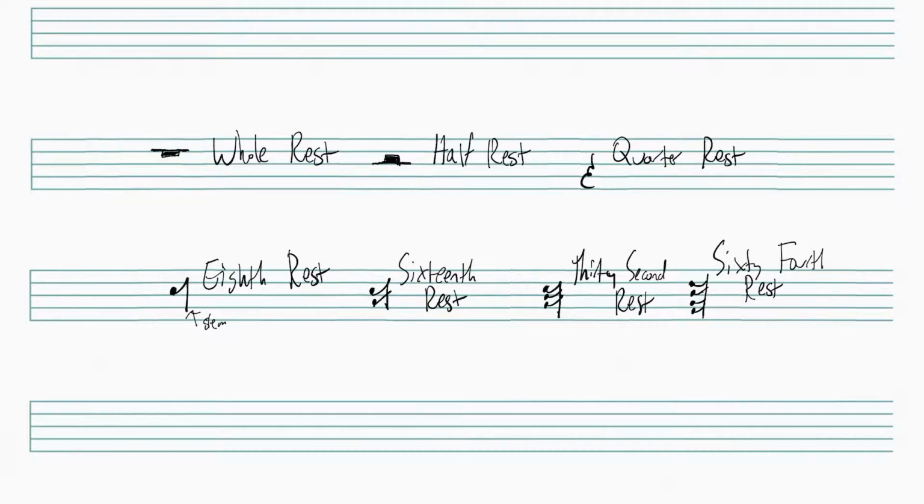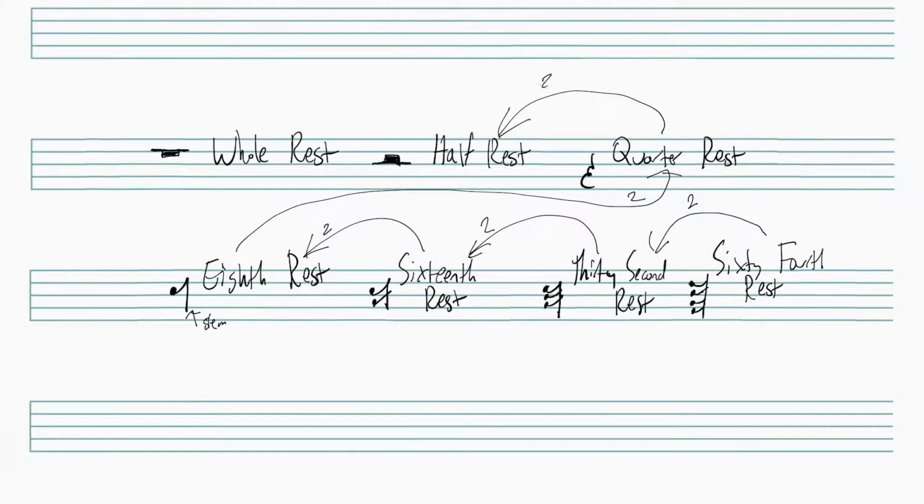Whole rest, half rest, quarter rest, not so much. These have the same relationship as the notes have. So 2 64th rests would be the same as 1 32nd rest. 2 32nd rests would be the same as a 16th rest. 2 16th rests the same as an 8th rest. 2 8th rests would equal a quarter rest. 2 quarter rests equals a half rest. And then 2 half rests equal a whole rest.